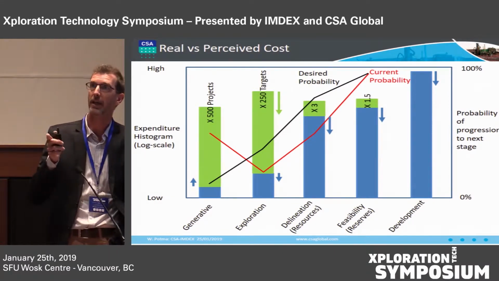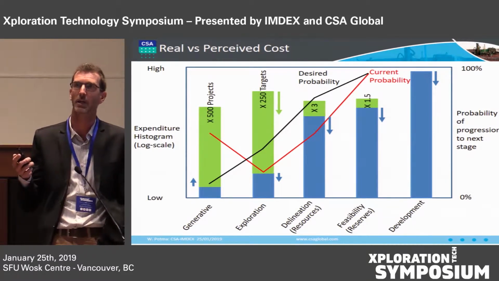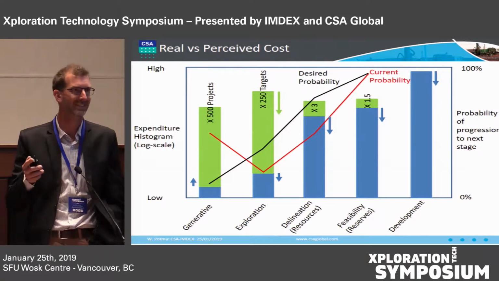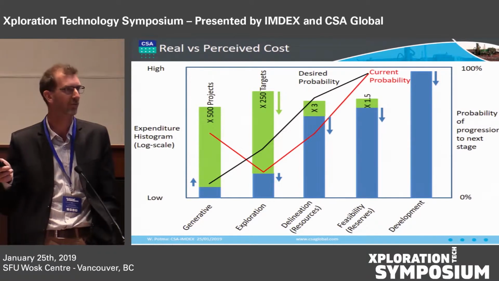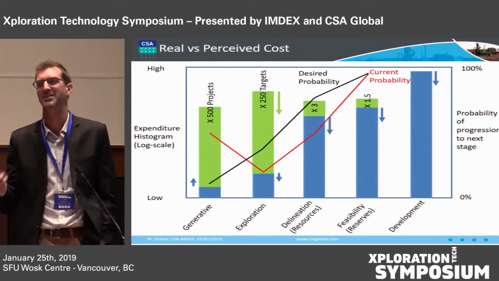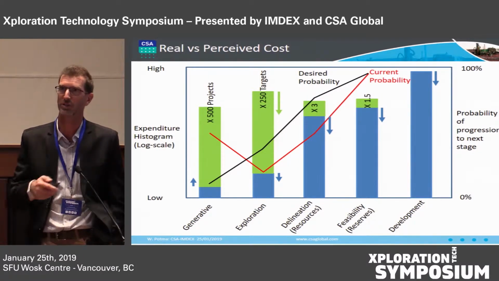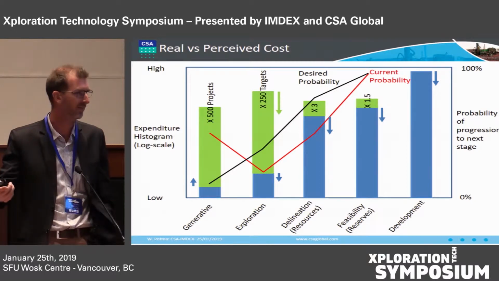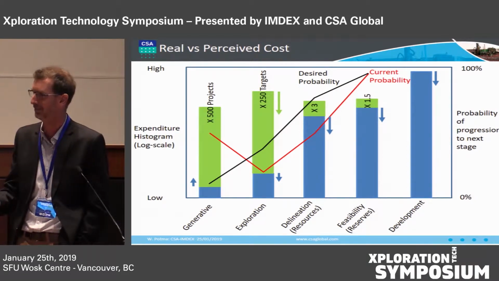The red line there reflects the y-axis on the right-hand side, which is the probability of progression to the next stage. A lot of the generative work that is done, projects are pushed into exploration when they probably should never have gone there because the data wasn't available to make an informed decision. The geologist didn't know whether there was a good chance of there being something of value on that project or not. So we'll pick up the project and we'll do our first phase exploration, and we'll spend quite a bit of money to prove there isn't something there.